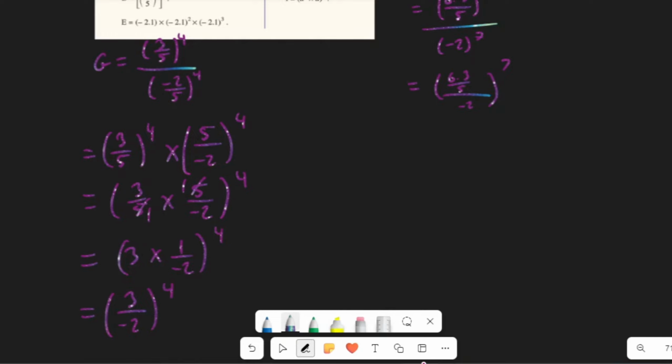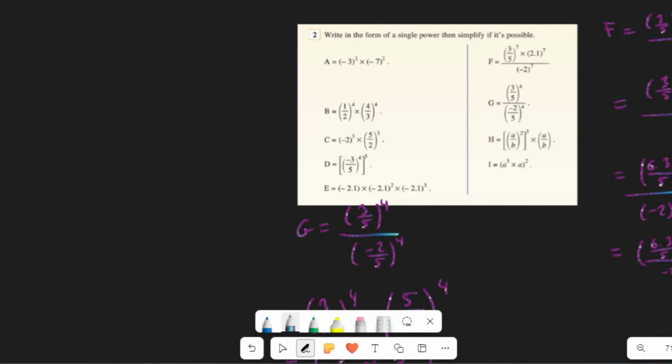So now we have negative 3 over 2 as the base, which is less than 0. And we look at the exponent, which is a 4, an even number. Therefore, we know that the final result is going to be positive. Now let's solve H and I, which are really simple to solve.